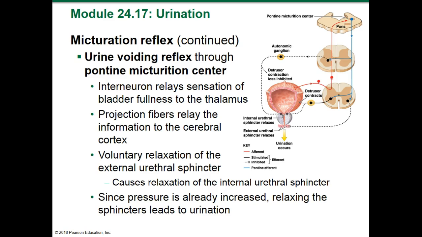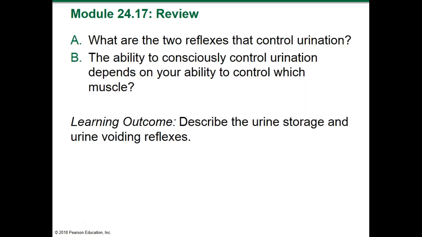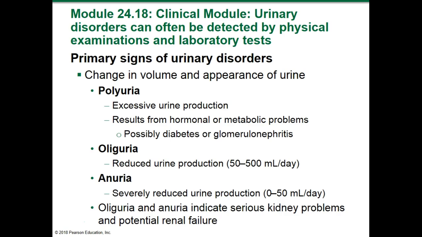Then we have the urine voiding reflex through the pontine micturition center. The interneuron relays sensation of the bladder fullness to your thalamus. You have projection fibers that relay the information to the cerebral cortex. Then voluntary relaxation of the external urethral sphincter occurs, which causes relaxation of the internal urethral sphincter. And since the pressure now is already increased, relaxing of that sphincter leads to urination. You probably didn't know that it was so complex.